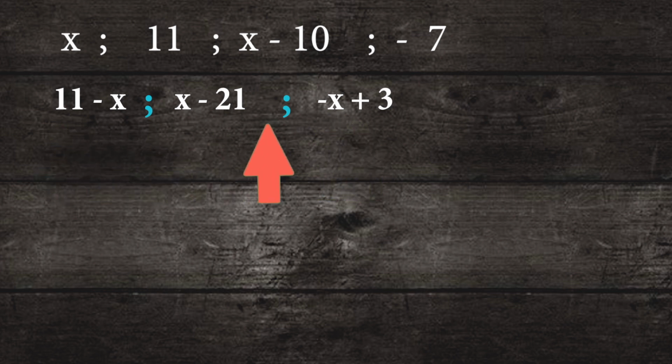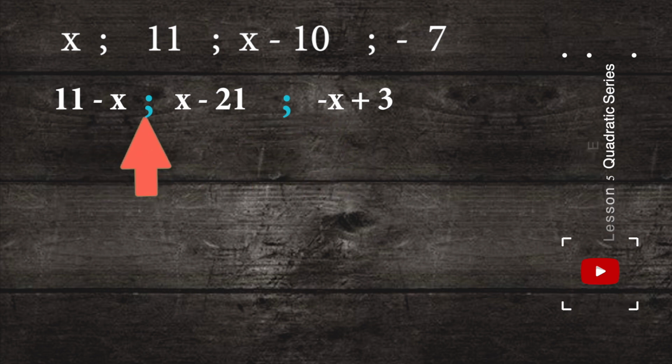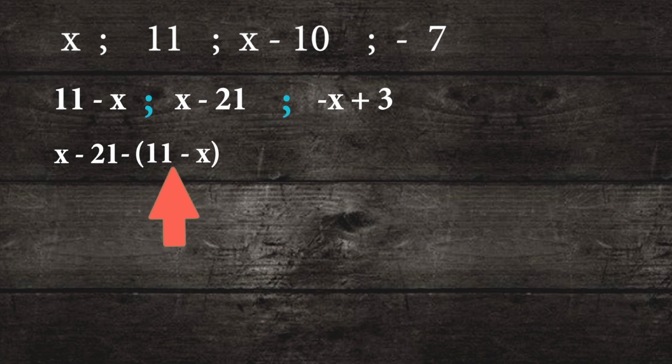Now this is called the first difference, but we know that a quadratic sequence doesn't have a first constant difference. It has a second constant difference. So we have to do subtracting again. So we'll take the x minus 21 and minus 11 minus x from it. And we'll write it as x minus 21 minus, and we put the 11 minus x in brackets because again we are subtracting more than one value at the same time.